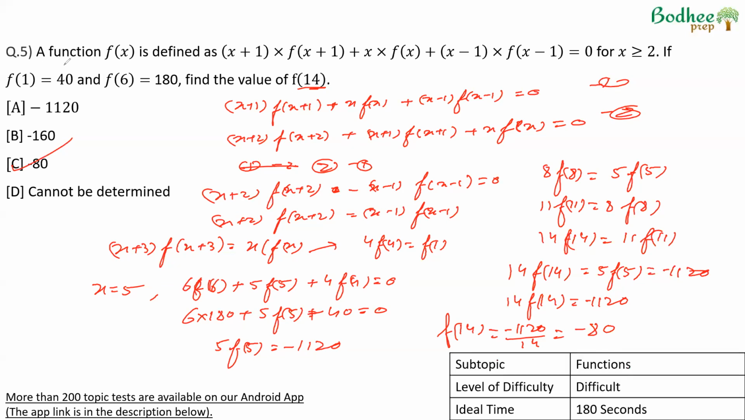Again, for me, this will be a difficult question because first of all, an arrangement has to be done, and then we are trying to get to a value which is 3 steps forward. And therefore, while solving, it is very easy to get confused with the values as we start putting them, and multiple equations might get formed. So difficult, easily 3 minutes to solve the question.